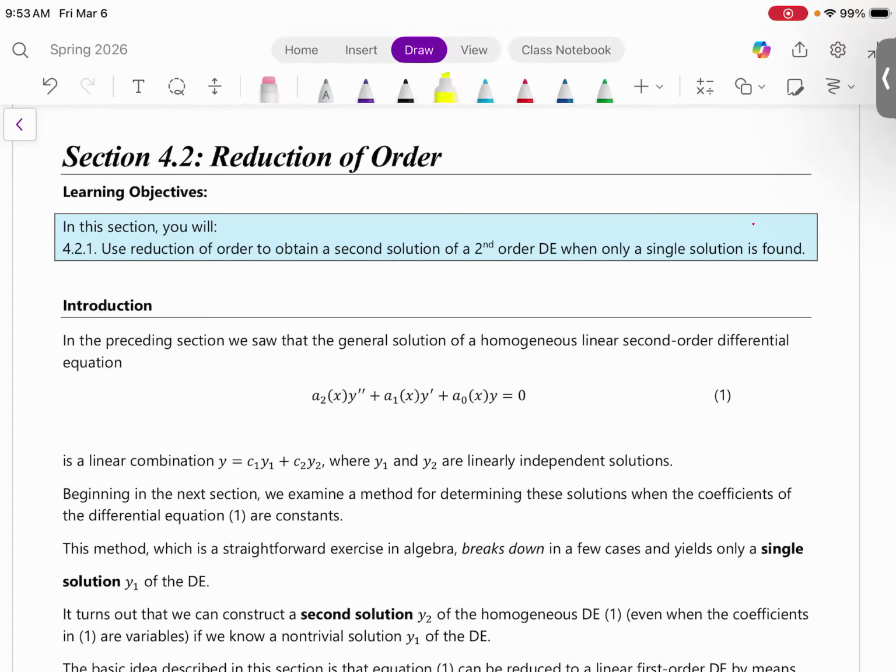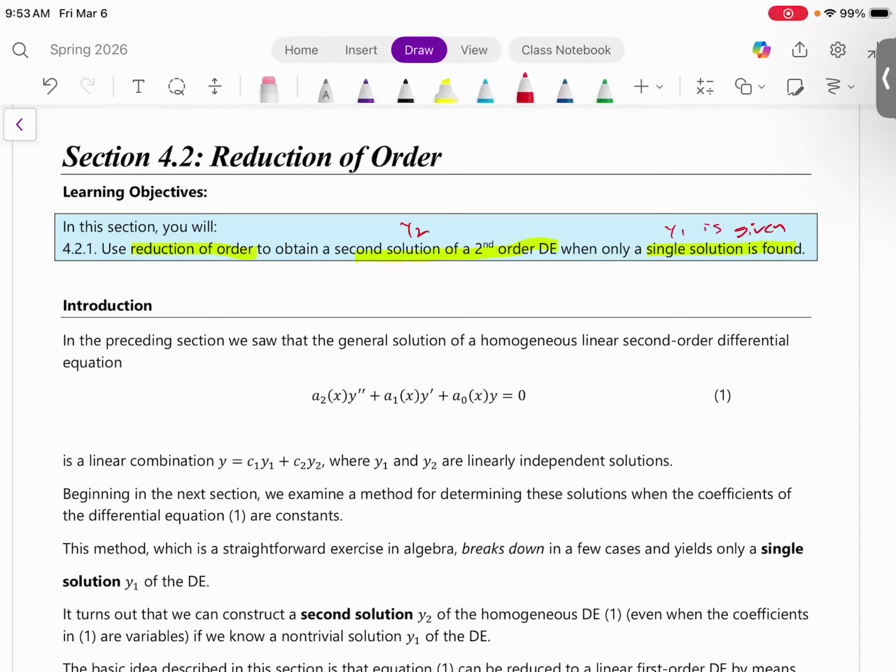And so what reduction of order is, let's take a look at the learning objective, is using a single solution given to us to find a second solution to a second order differential equation. So we are trying to find a second solution, y2, with y1 given to us.